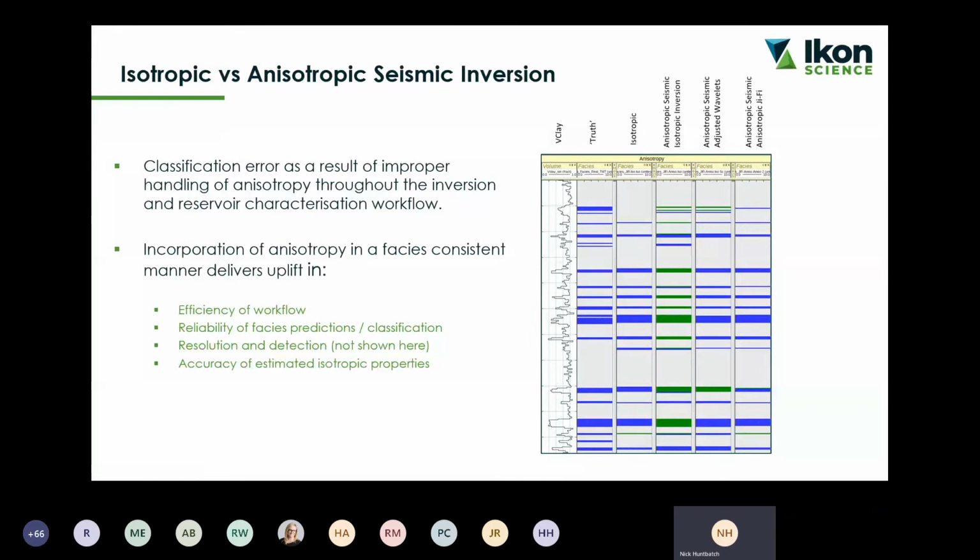So, if we really want to pose the problem correctly for inversion, we inherently have to understand that anisotropy and the parameters are facies dependent. So if we don't have a concept of facies in the inversion, there's not really any way we can get back to what we need to get back to.